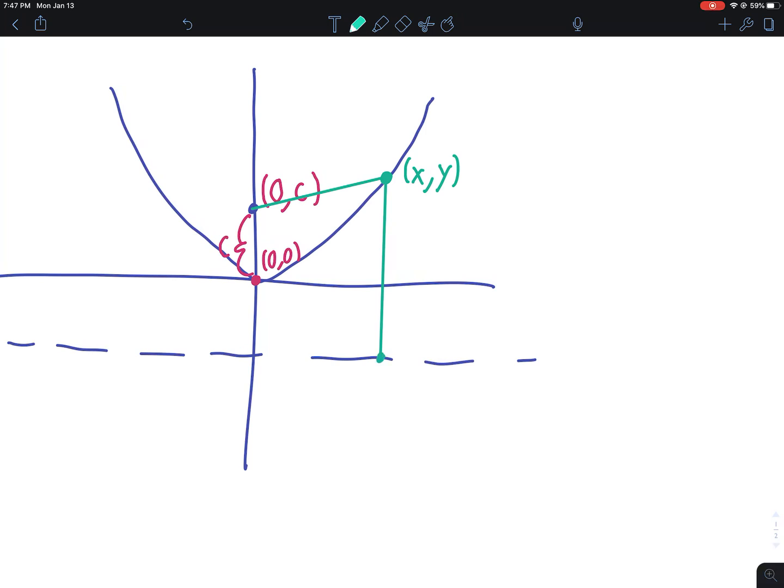And then this point here where it hits the directrix, we can see that's straight down, so it's going to be x over. And then, by how we said it before, that distance is also c. So since it's going down c, it's going to be negative c.